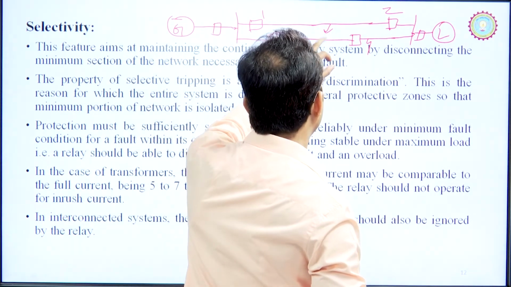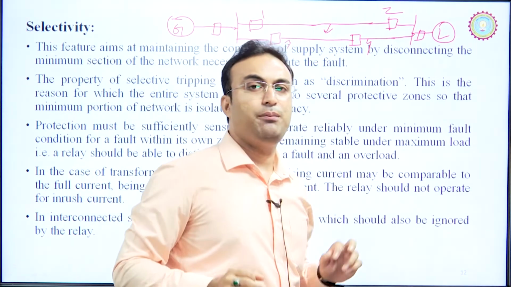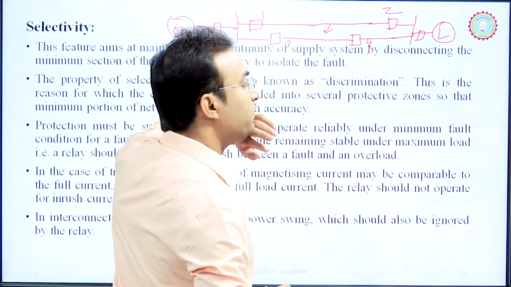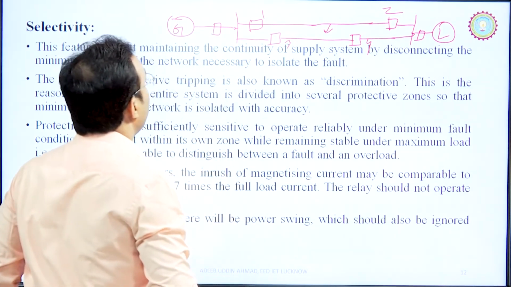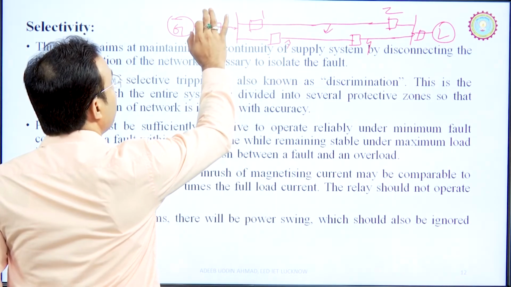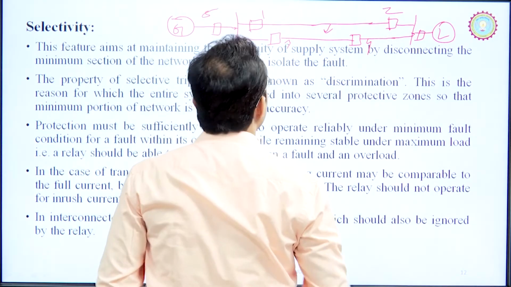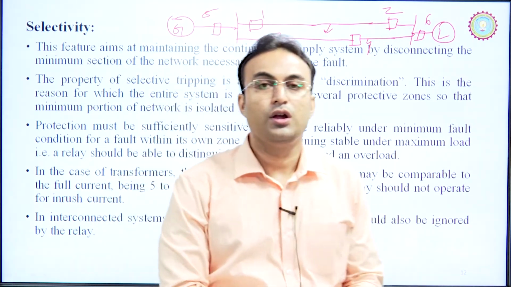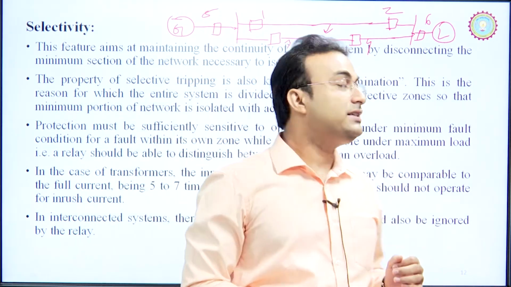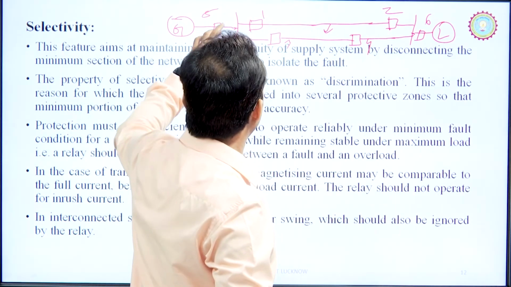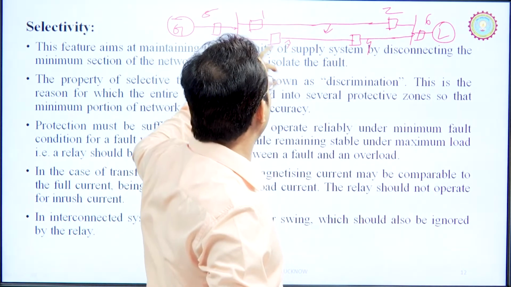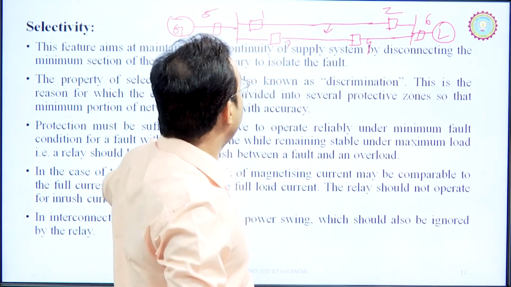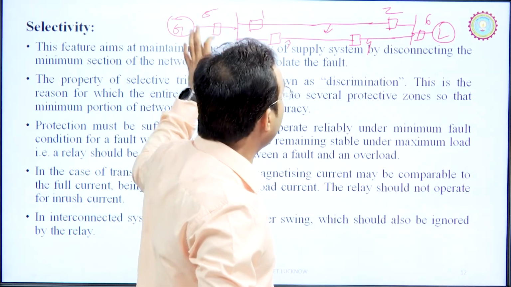If a fault occurs at that point, we have different options. We can operate circuit breakers 1 and 2 to protect against this fault, that is okay. We can also operate circuit breakers 5 and 6. So, this is also okay. Now we can operate circuit breakers 5 and 6, and we can also operate circuit breakers 1 and 2. But we don't want to interrupt the continuity of the supply system.